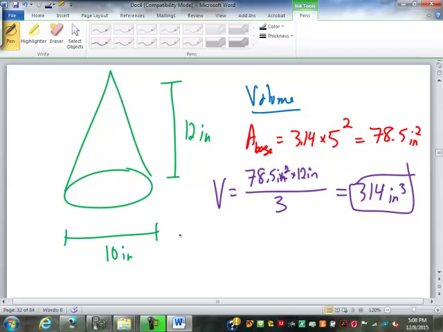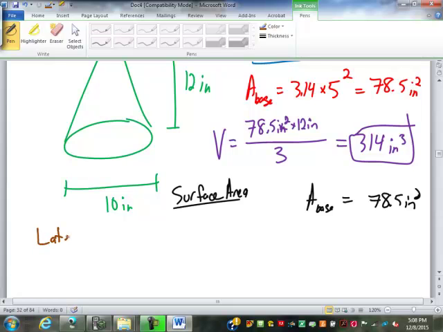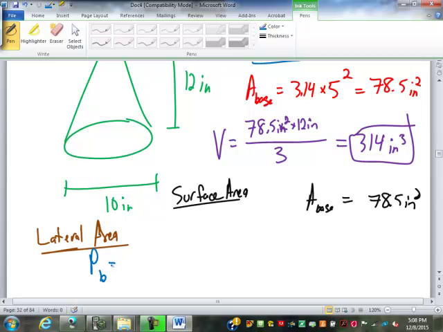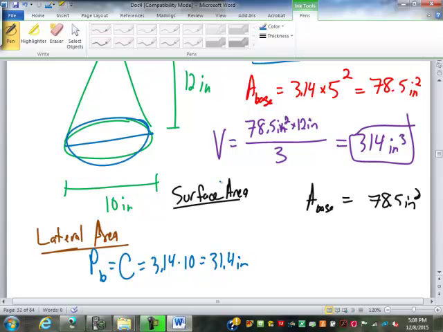To find surface area, there are two pieces we need. One of them we already have, that's the area of the base, which is the 78.5. What's the other one we need? Lateral area. Lateral area is found by using the perimeter of the base. Now in this case, the perimeter of the base is the circumference of a circle. So pi times diameter, 3.14 times 10 is 31.4 inches. 10-inch diameter times pi is 31.4 inches around that base of that circle.